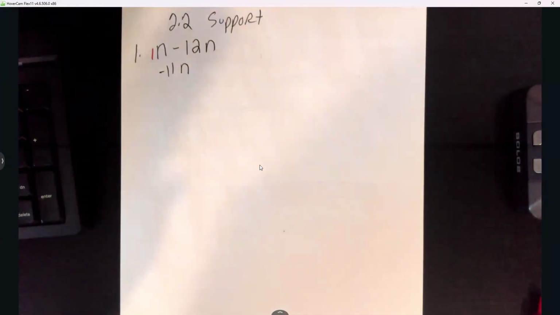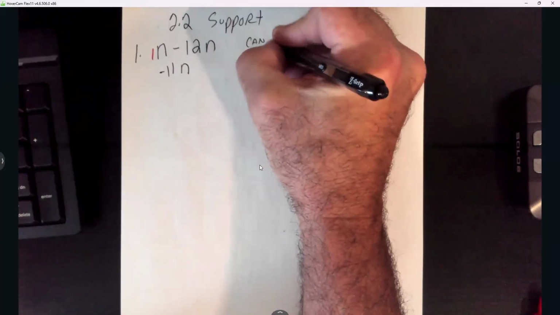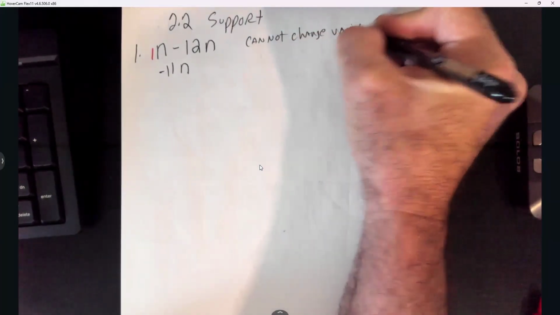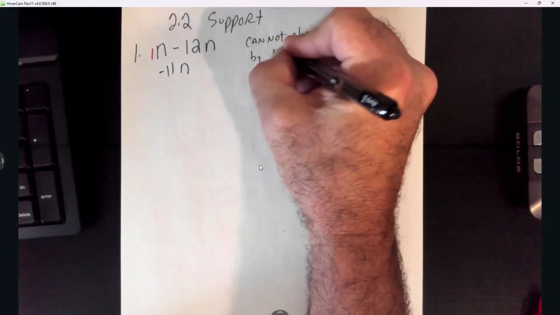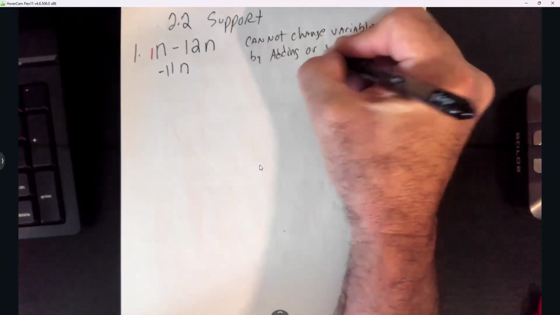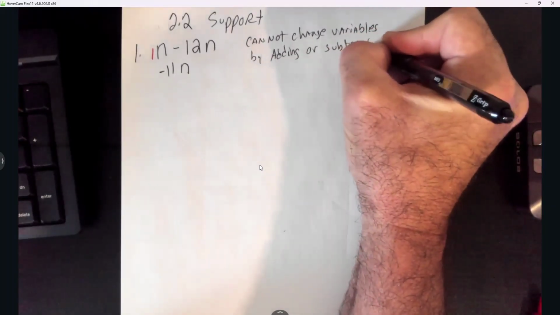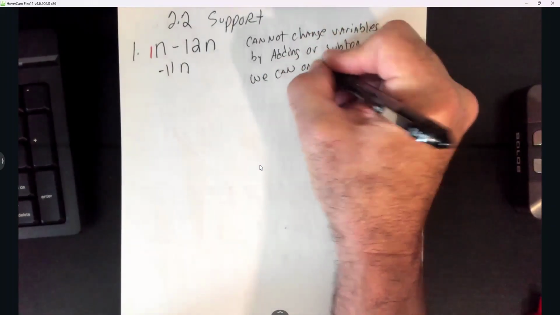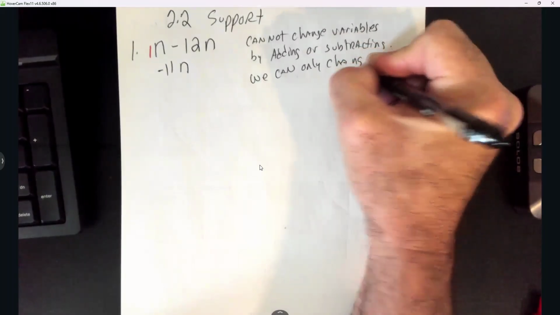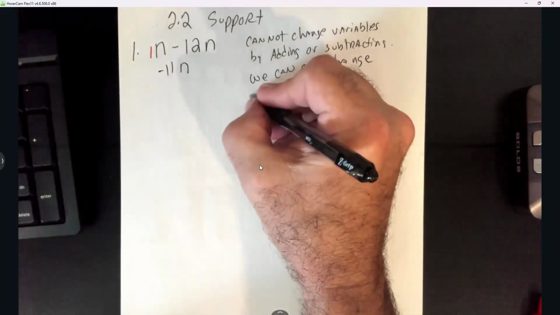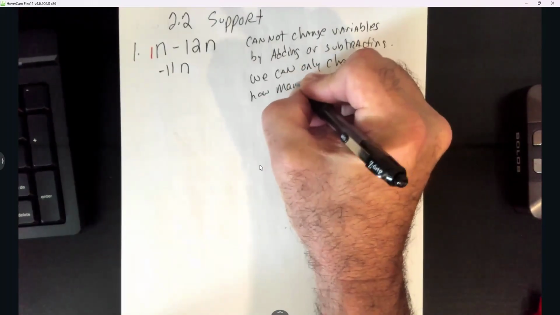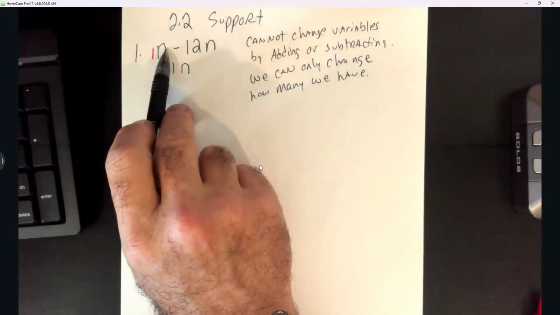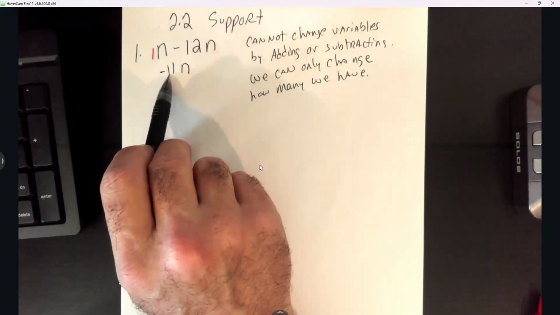Y'all just remember this. We cannot change variables by adding or subtracting. Okay? We can only change the numbers in front, which means we can only change how many we have. I had 1n, I lost 12n, so now I'm at negative 11n.